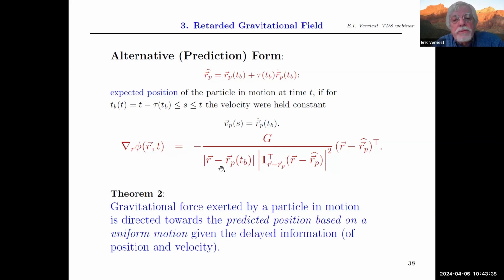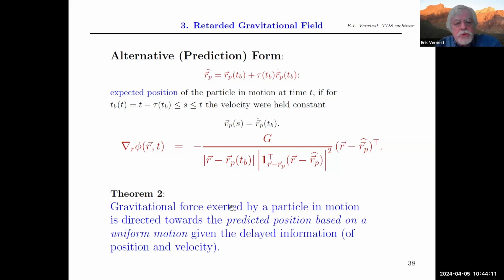So now we have r minus rp hat. So the force is now in the direction of the predicted position. And we have again this term here depending on the delayed position, and this is another correction term. So this formula is a lot simpler than the previous one, and it conveys the same information.